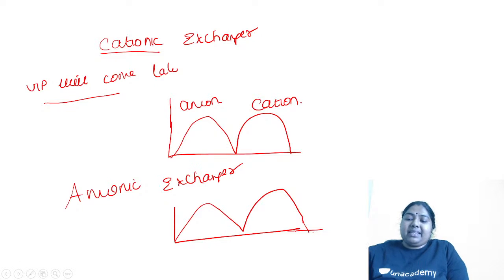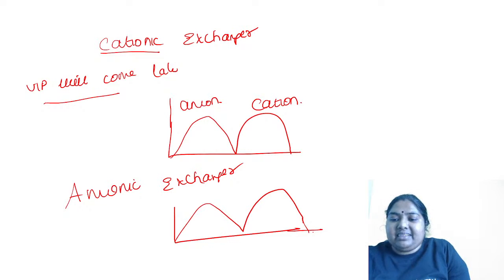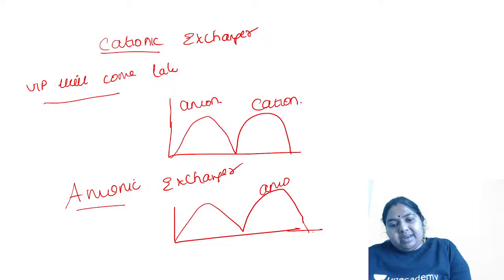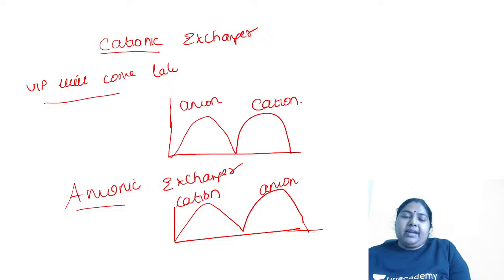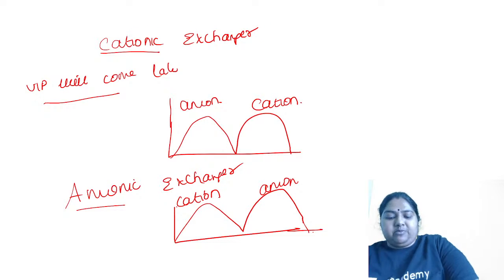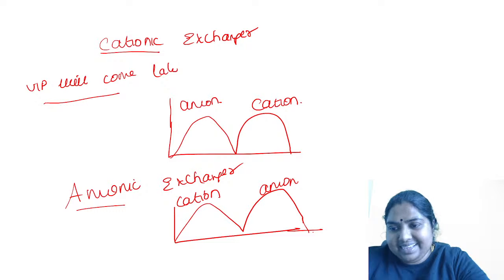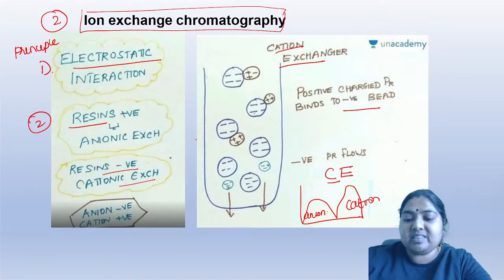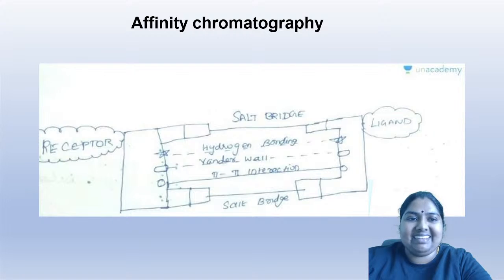So now who will come at the last in an anionic exchanger? In the title it is an anion. So anion will come late. The cation will come first. Now you understood the logic, which will come first and which will come last? Yes, exactly. Okay, good. So this is about your exchanger.